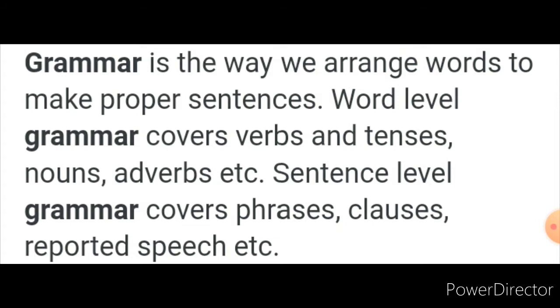For that purpose, grammar is used, and also to read a sentence in a proper way, to communicate with others. We shall use this grammar. Grammar is the basic thing which helps us to improve our communication. So grammar is the way we arrange words to make proper sentences.